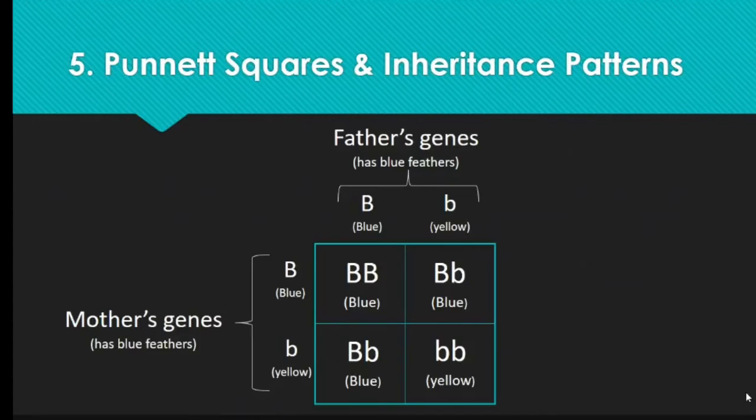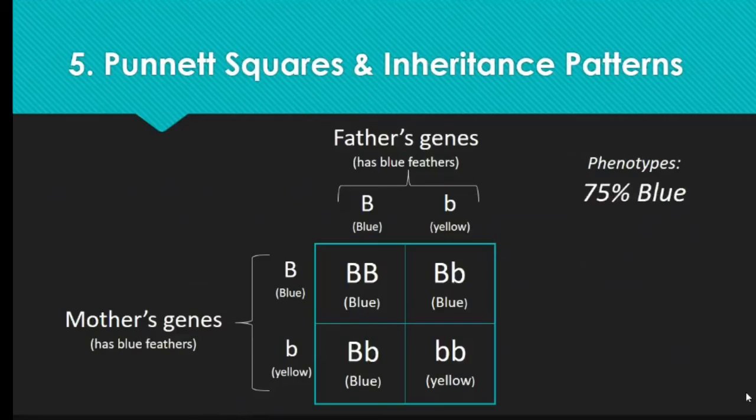Big B, big B, only blue genes, is going to produce blue. Big B, little b, still we have a blue dominant gene present, so we're only going to see blue feathers. And then little b, little b, because both genes are recessive, even though they weren't seen in the parents because there was a blue gene present, now we only have the recessive gene. So these birds are going to have yellow feathers. They're going to show the recessive phenotype.